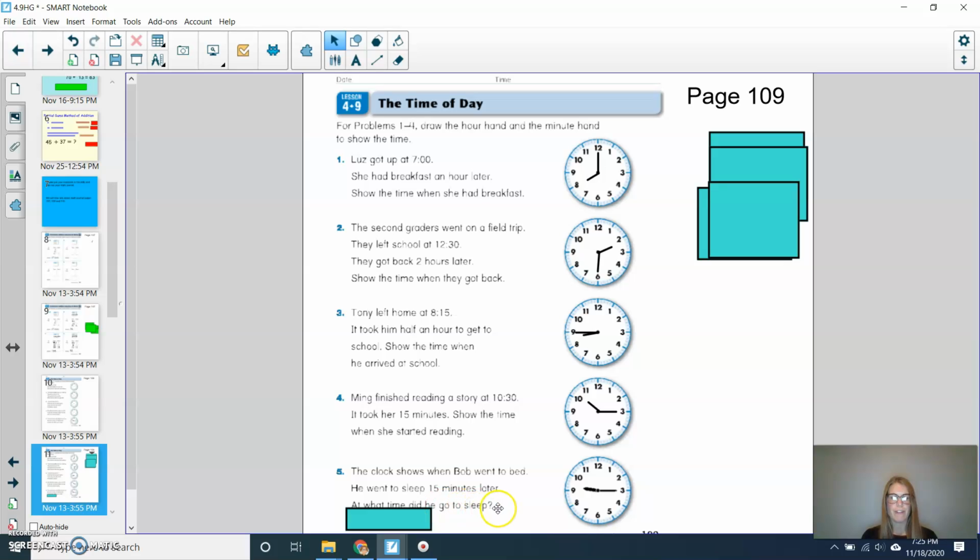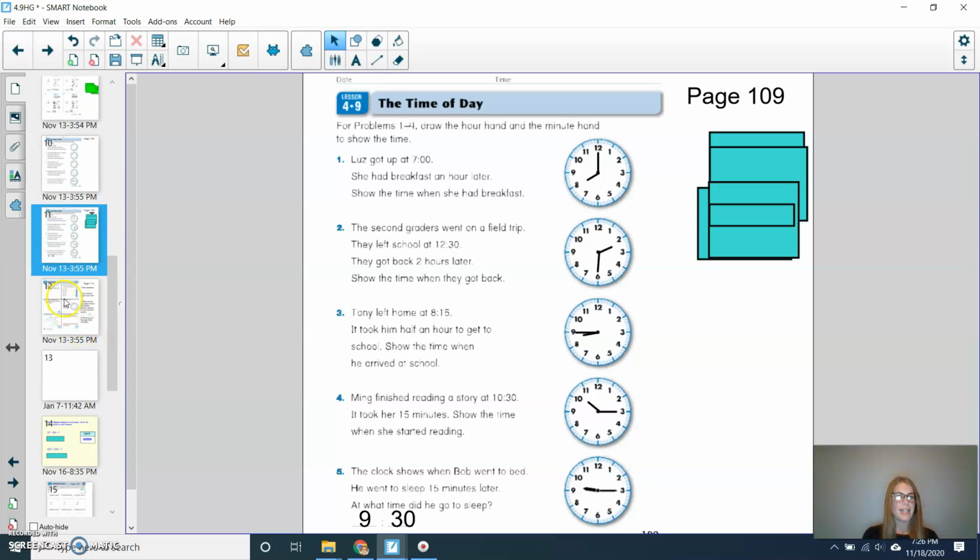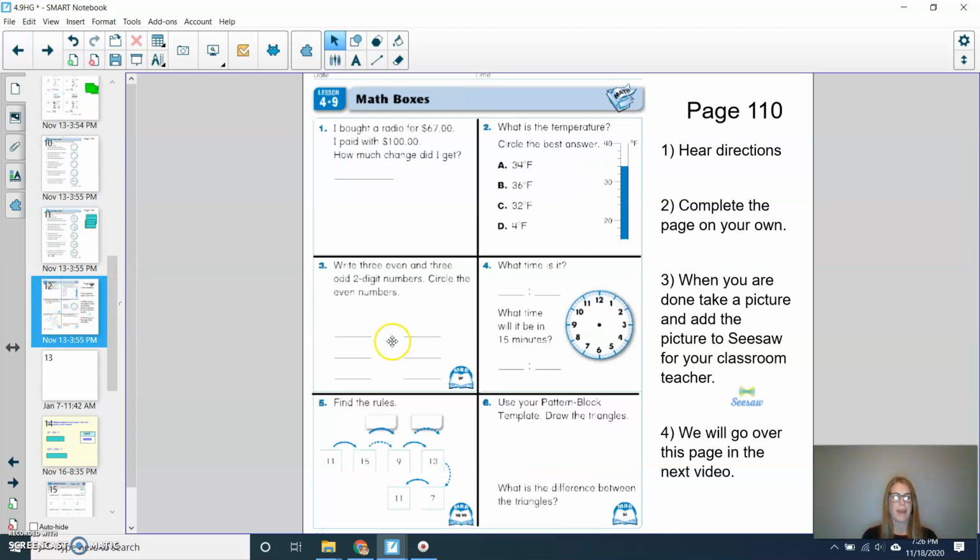For the last question, number 5, the clock shows when Bob went to bed. He went to sleep 15 minutes later. At what time did he go to sleep? And you should have had 9:30. So double check to make sure that you had this page correct and fix any mistakes with your pencil and eraser. The last thing that we'll talk about today are our math boxes.